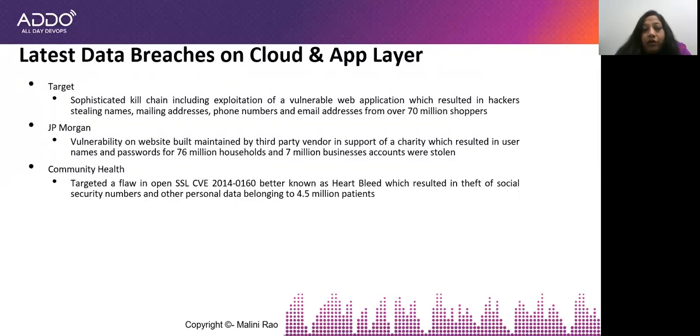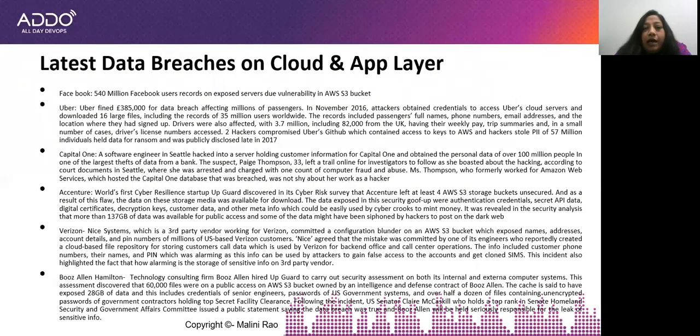Then there is JP Morgan, where a vulnerability on a website built and maintained by a third-party vendor in support of a charity resulted in usernames and passwords for 76 million households and 7 million business accounts being stolen. Then you have Community Health, which was targeted through a flaw in OpenSSL, better known as Heartbleed, which resulted in theft of social security numbers and other personal data belonging to 4.5 million patients. And these are some of the latest breaches that happened on the cloud.